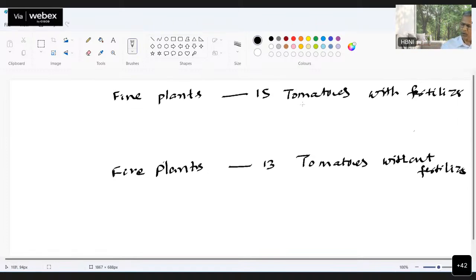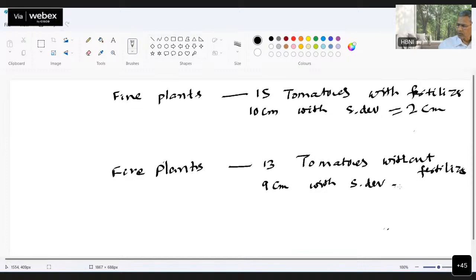The average size of tomatoes with fertilizer is 10 centimeter with a standard deviation equal to 2 centimeter. Whereas without fertilizer, we have taken 13 tomatoes, with a mean size of 9 centimeter and a standard deviation equal to 2.5 centimeter. So this is the information we have with us. Then we will see whether there really is an effect of fertilizer on the size of the tomato in this case.